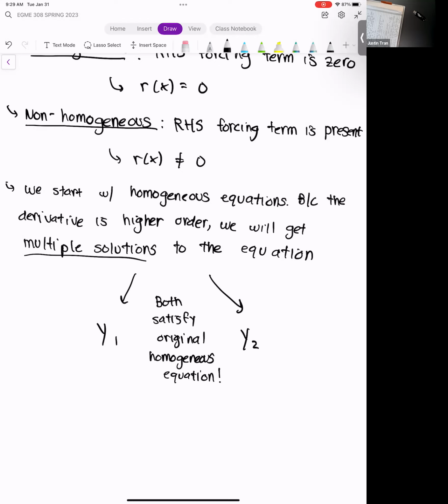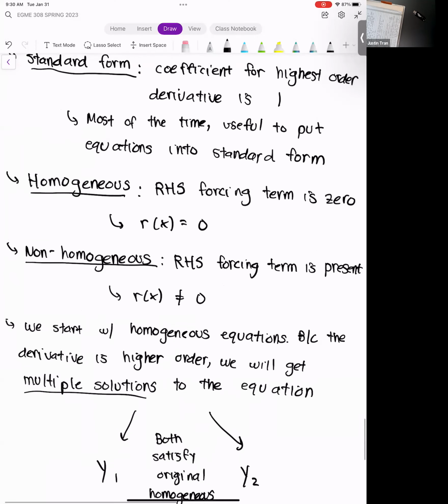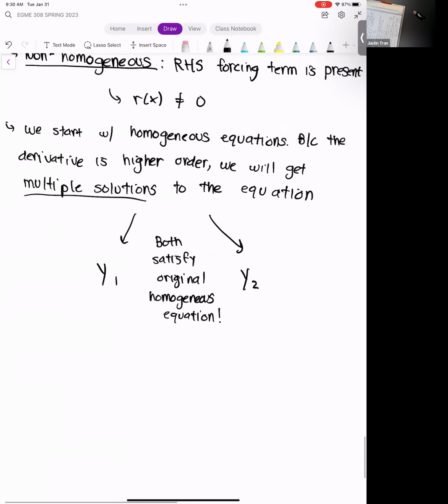And so both of these solutions are going to satisfy the original homogeneous equation. If we plug it in, remember we talked about last Thursday that in order to check a solution to a differential equation, you can simply plug it back in. When we plug in both y1 and y2, they're going to satisfy the original homogeneous equation. And so we look at our standard form here.